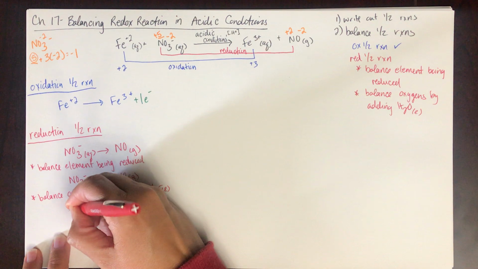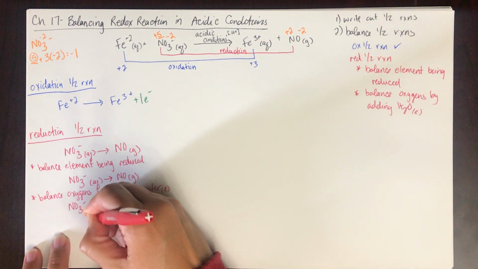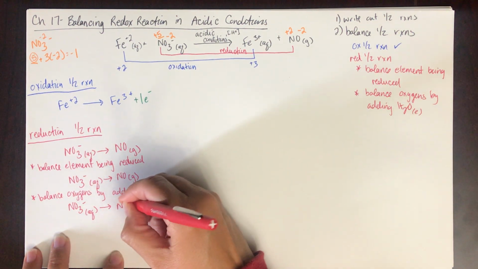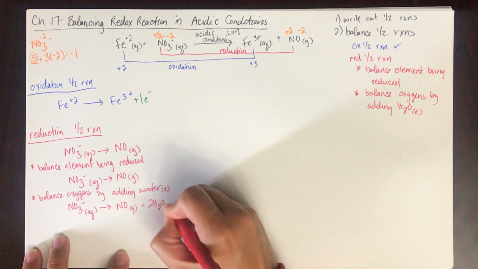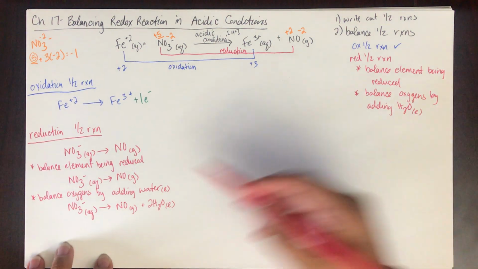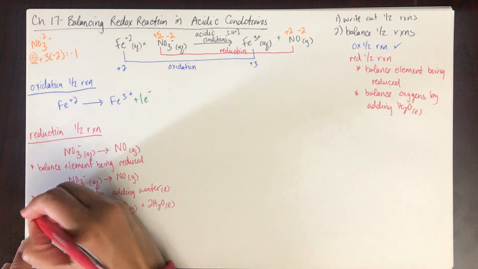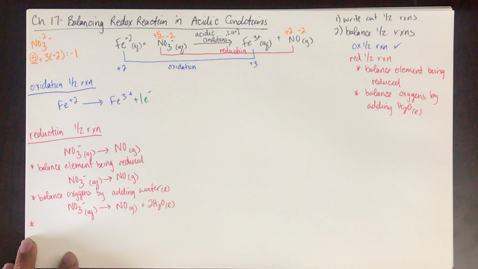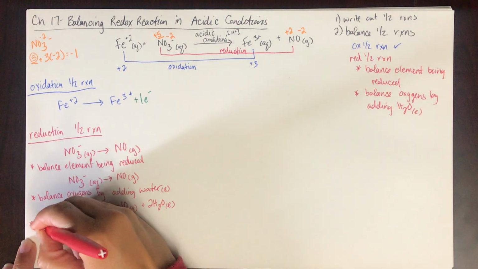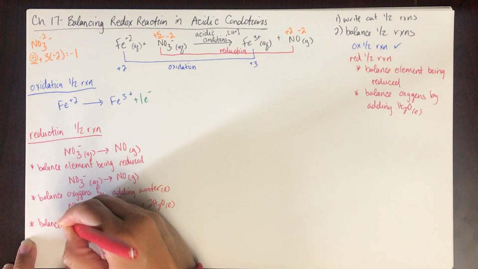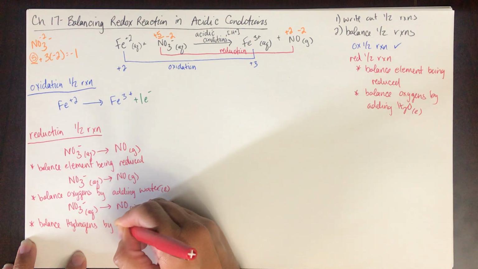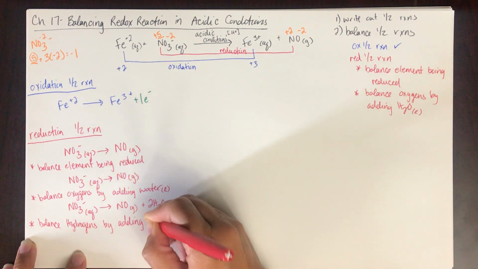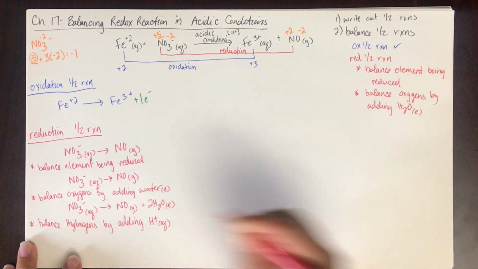So I'm going to say the nitrate ion produces nitrogen monoxide gas plus 2 H2O liquid. So now I've balanced the element, I've balanced the oxygens. Now let's see what's next. I'm going to balance the hydrogens by adding hydrogen ions. I'll write it over here too.